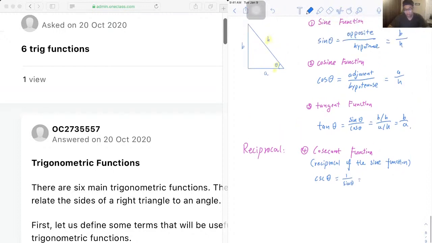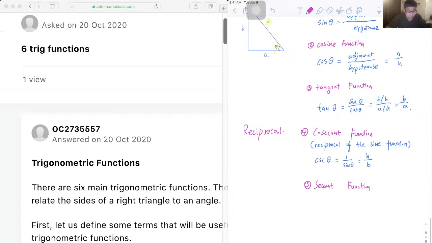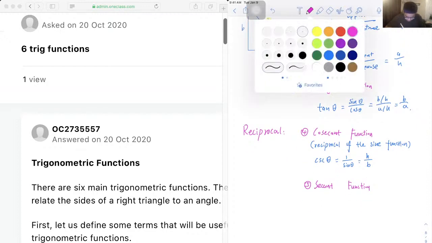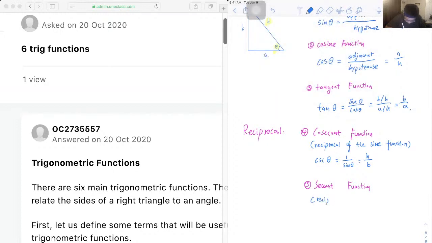Yeah, and recall sine theta is B over H. So if we take the reciprocal of that, it's going to be H over B. So we just switch the position of numerator and denominator. All right. So number 5 would be the secant function, which is a reciprocal of the cosine function.